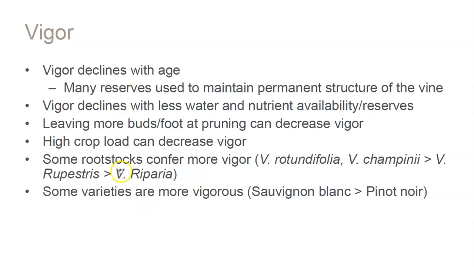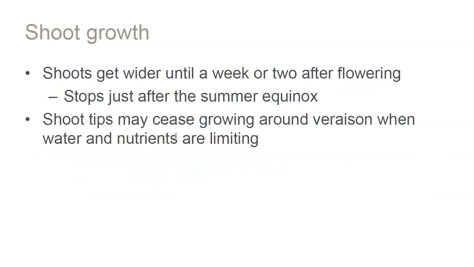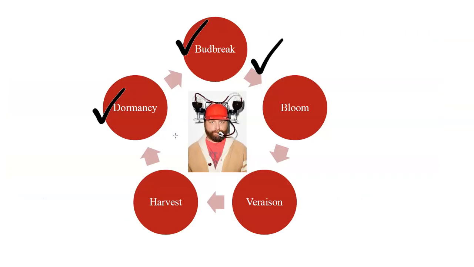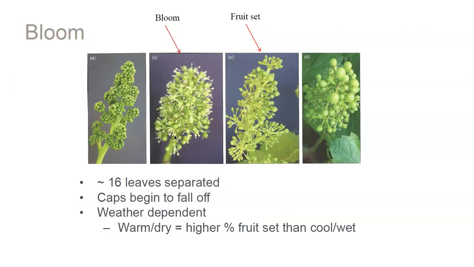So like I said, vigor declines with age because really it's the vine trying to maintain its own permanent structures, having to deliver a lot of things to the permanent structures rather than to the growing stuff. I'm going to move through this pretty quickly. This is all kind of intuitive. With less water and nutrients, of course, the vines are going to be less vigorous. You're also going to have less reserves over time. I'm going to move through all that, and then we're going to get to bloom time.